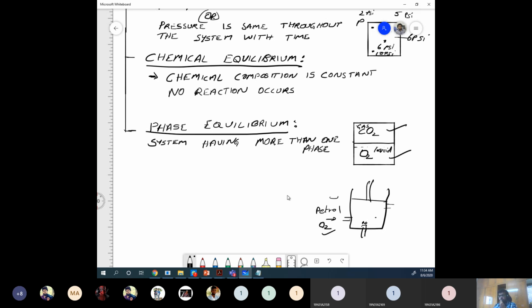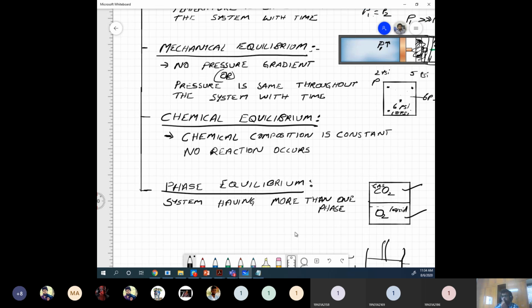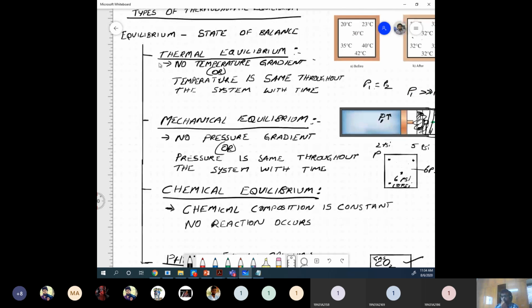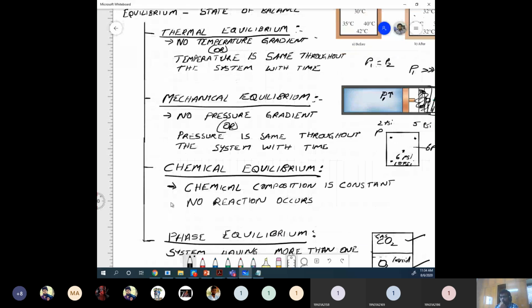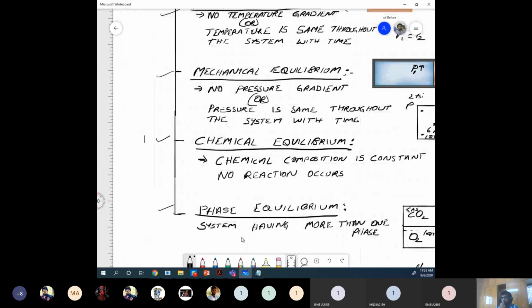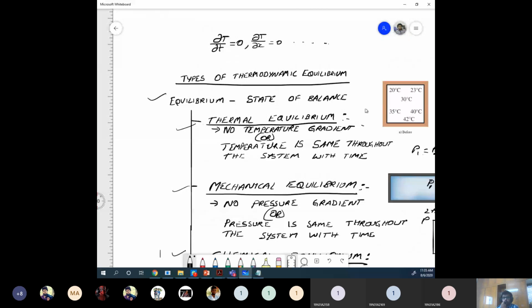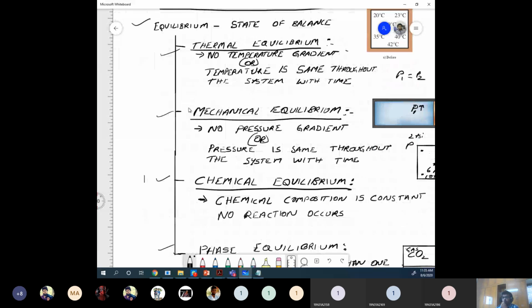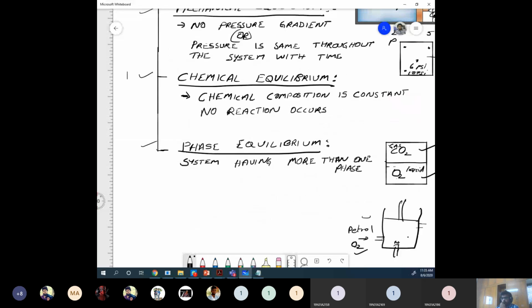So these are the four different types of equilibrium that we have. The first three are very important. Since we are not dealing with multi-phase, we will be looking at this one very little. So thermal equilibrium, mechanical equilibrium, and chemical equilibrium are very widely used in our applications. So this was about thermodynamic equilibrium, and the first thing that you should know is what equilibrium is. It is a state of balance. And after that, what are the types of equilibrium? Okay, so proceeding further.